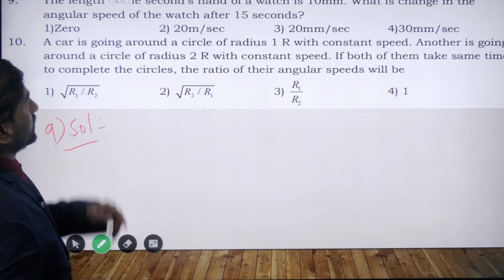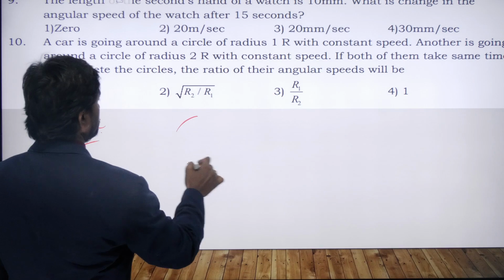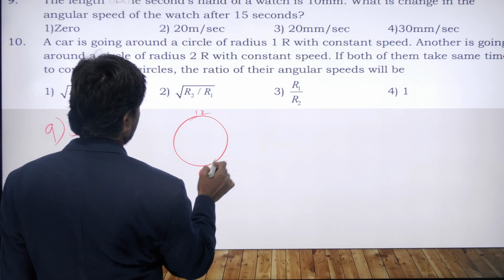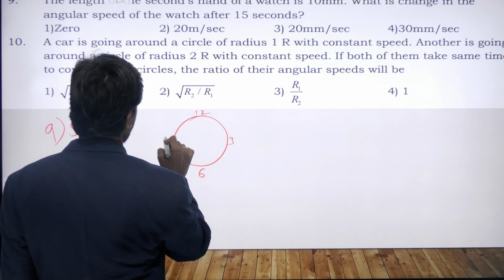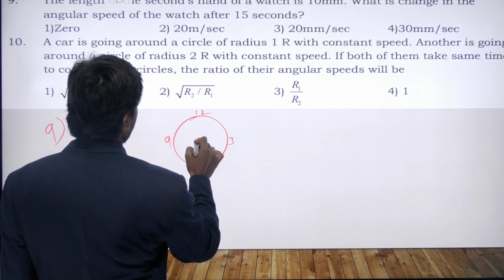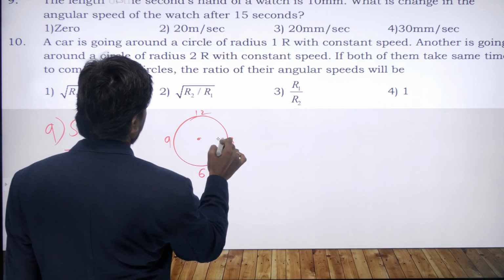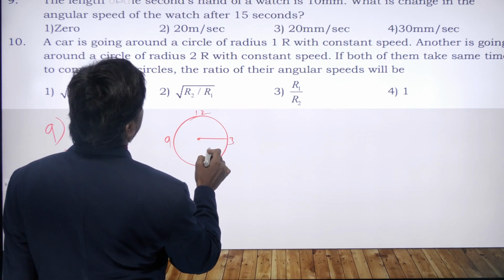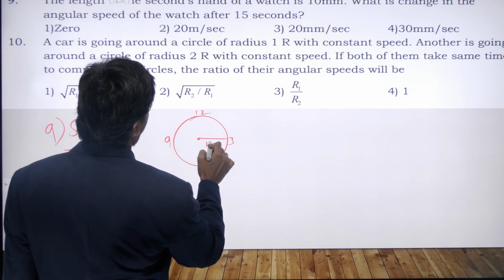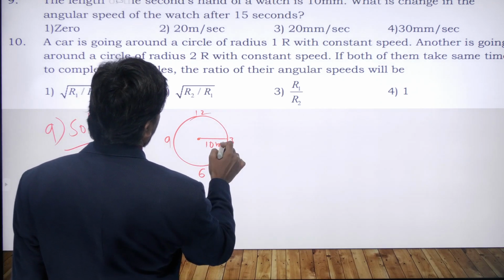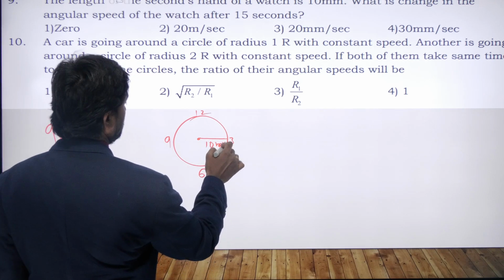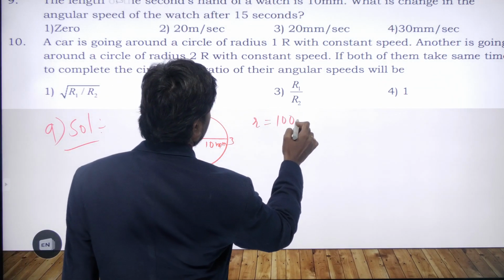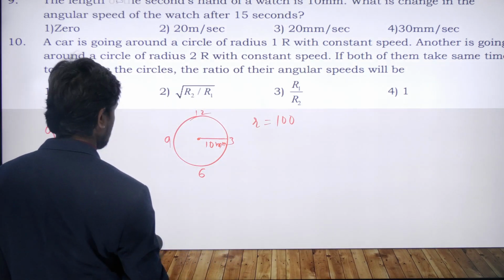The length of the seconds hand. See in the watch, the seconds hand is like this, no? This is 12 and this is 6. Here it is 3 and this is 9. So the length of the second hand is given as 10 mm. So we can consider that as the radius. Means R is equal to 10 mm.